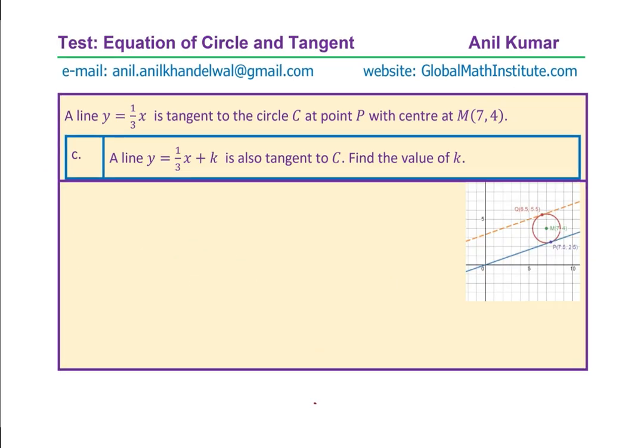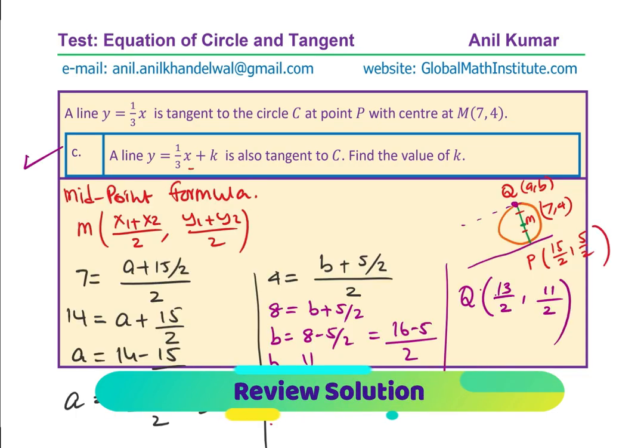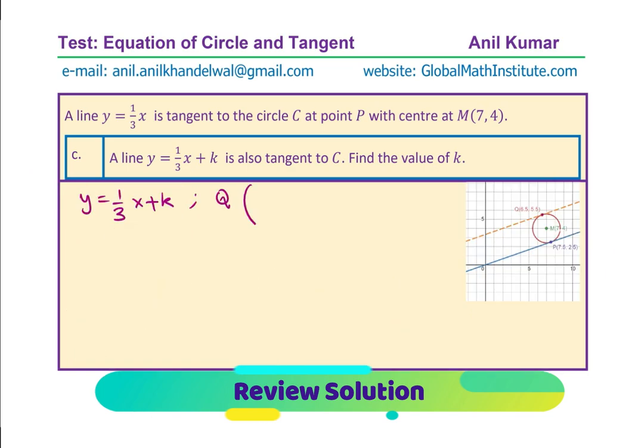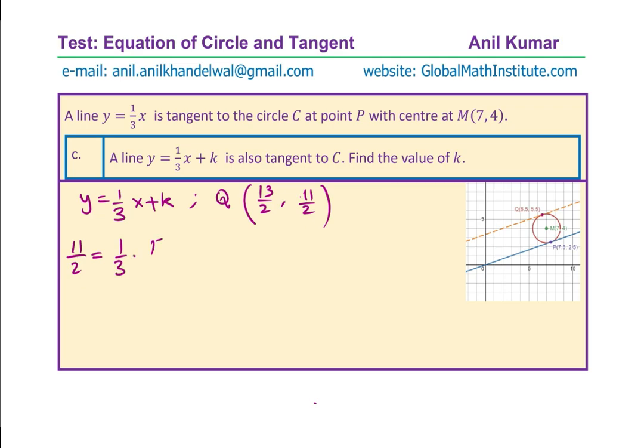So we found that the other point is known to us, and we have the equation y equals 1 over 3x plus k. To find the value of k, we'll use the point q, whose values we just calculated. What were the values? 13 by 2 and 11 by 2. So if I substitute these values for x and y, I should be in a position to find k. So let's do that. We get 11 by 2 equals 1/3 of 13 by 2 plus k. So k is equal to 11 by 2 minus 13 over 6, right?